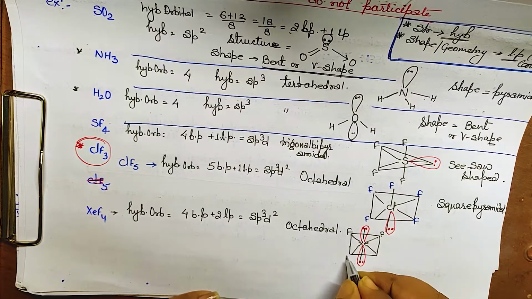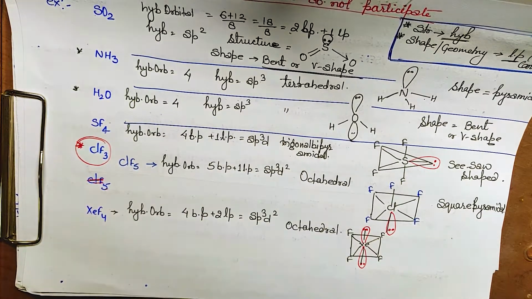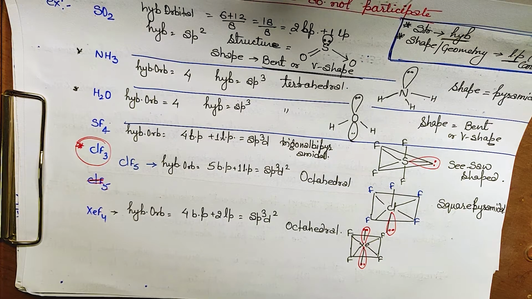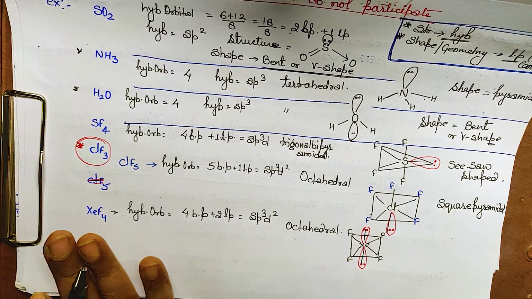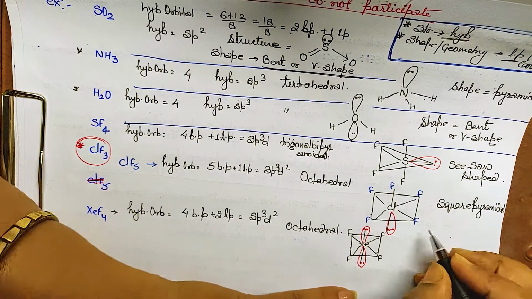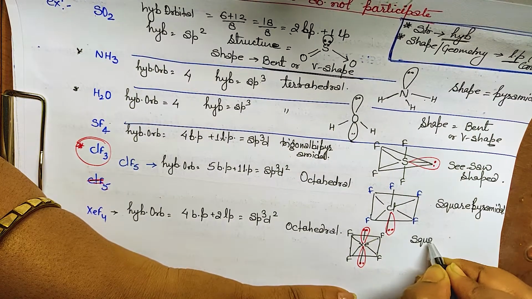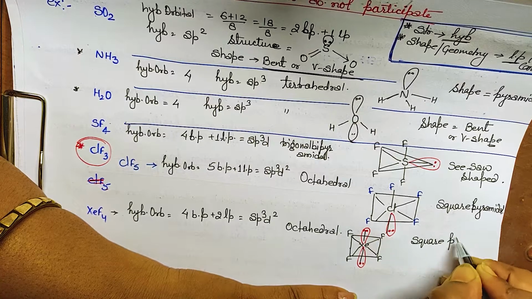So what happened now? Upside and downside both are lone pairs, and they are not going to participate in the actual shape. So only this square is left, isn't it? So what will be the shape? Square planar. I hope it is clear.